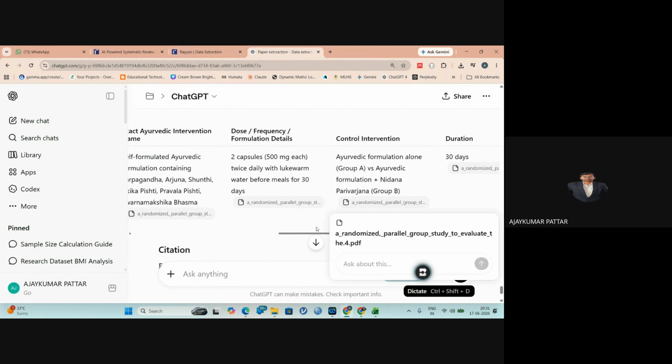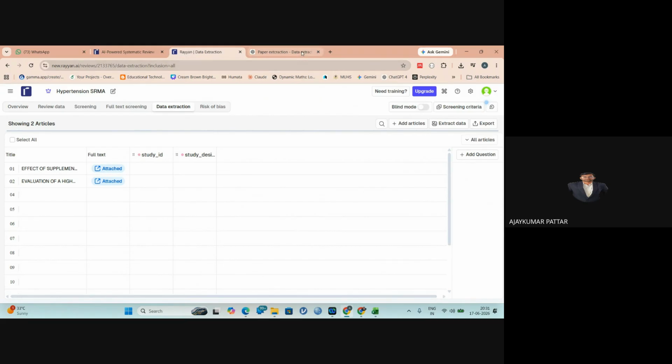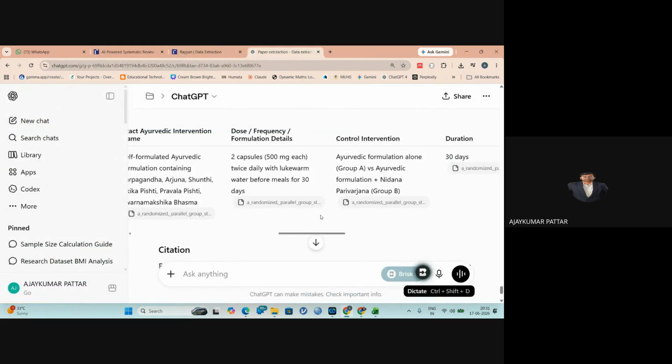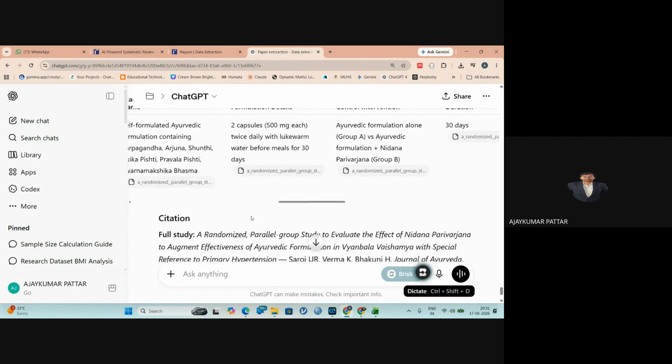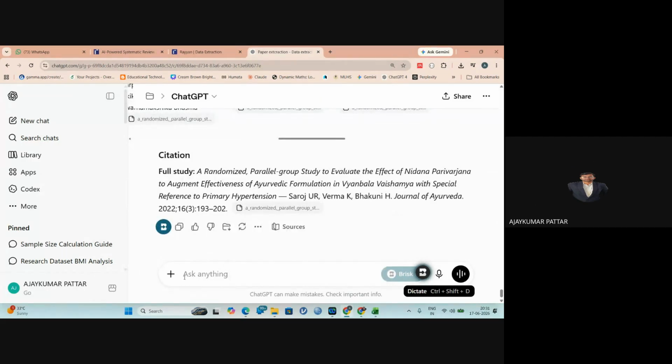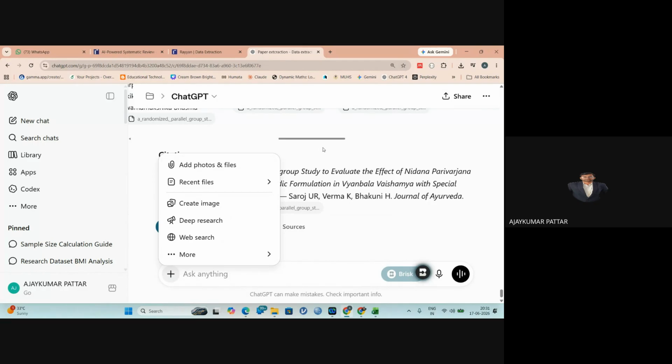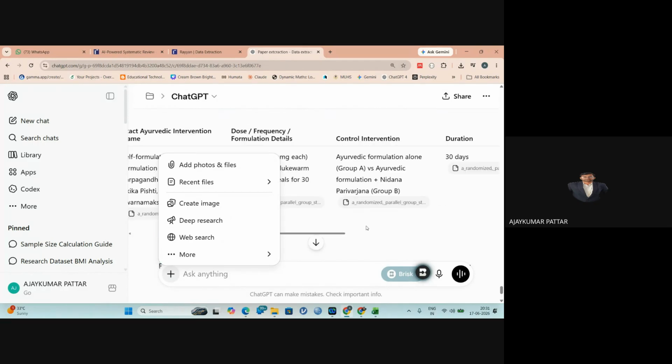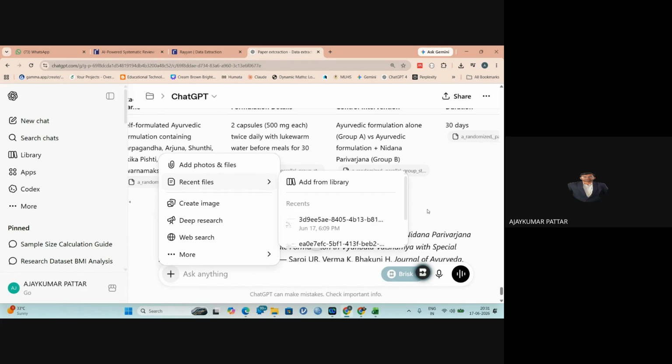So this is all about data extraction. Manually you can create a Google Form or a simple Excel sheet, or you can also go with Rayyan, but that is a paid one. In ChatGPT, this is how we can extract data from a single paper. Here we have to upload papers one by one using the plus sign, then check and copy-paste directly into the Excel file.